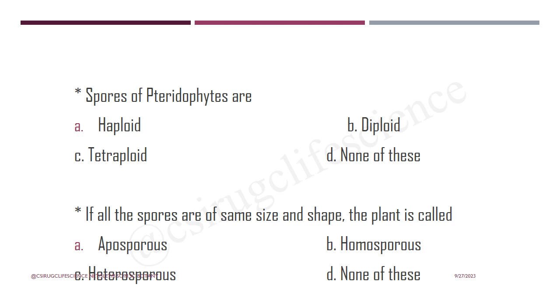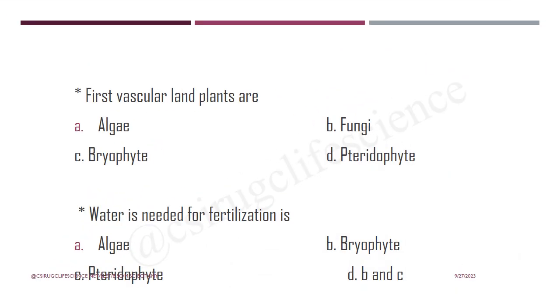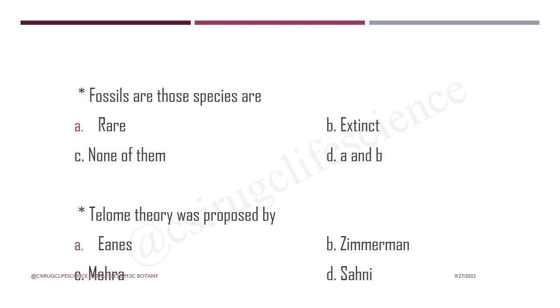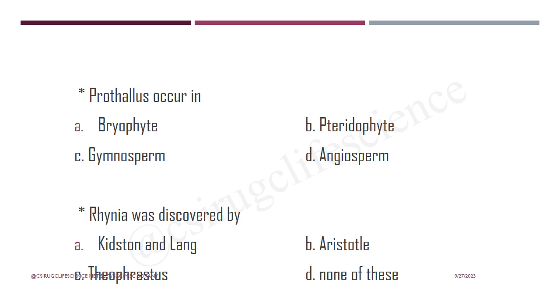These are some questions. Please give the answer by yourself. Spores of pteridophytes are... If all the spores are of the same size and shape, the plant is called... Next, seed habit originated in... Sporophytic generation is dominant in... First vascular land plants are... Water is needed for fertilization in... Fossils are those species which are... Telome theory was proposed by... Prothallus occurs in... Rhynia was discovered by... These are the names of scientists.